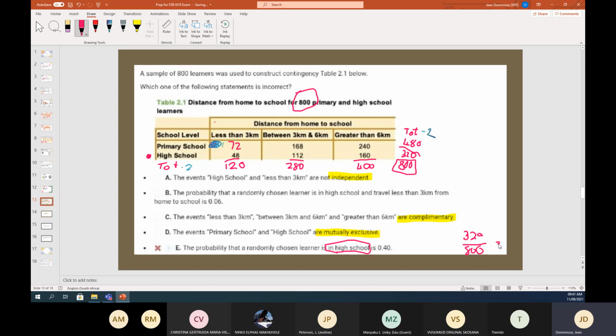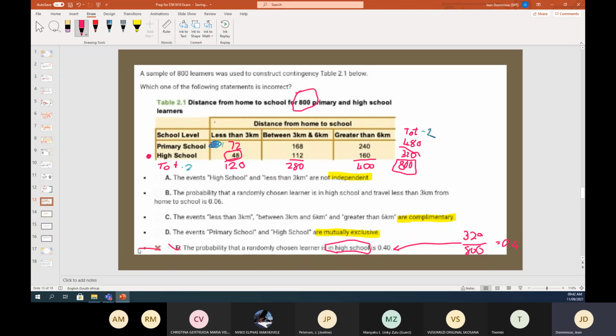So 320 divided by 800, that tells me the probability that the learner is in high school. And that is 0.4. Okay, so the probability that the learner is in high school is 0.4. So if you used the 48, it is including the less than 3 kilometers, yes.